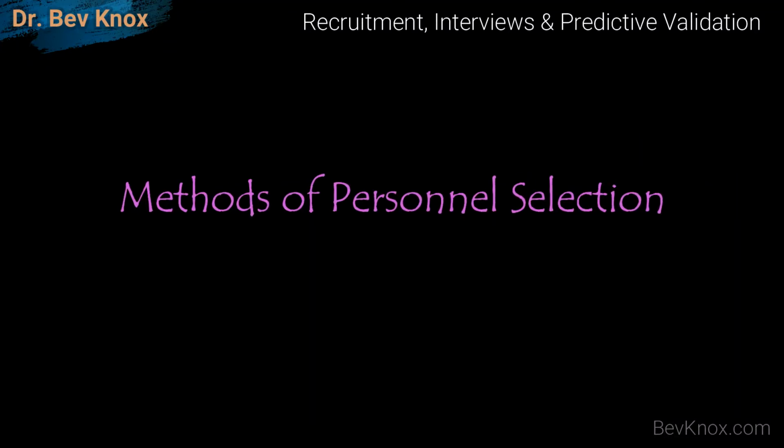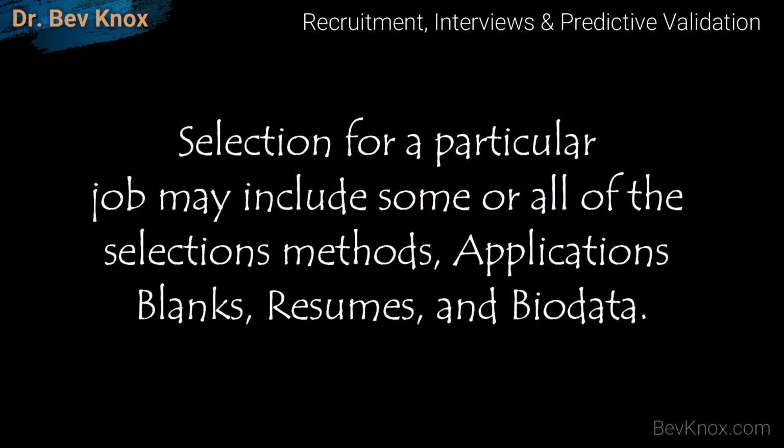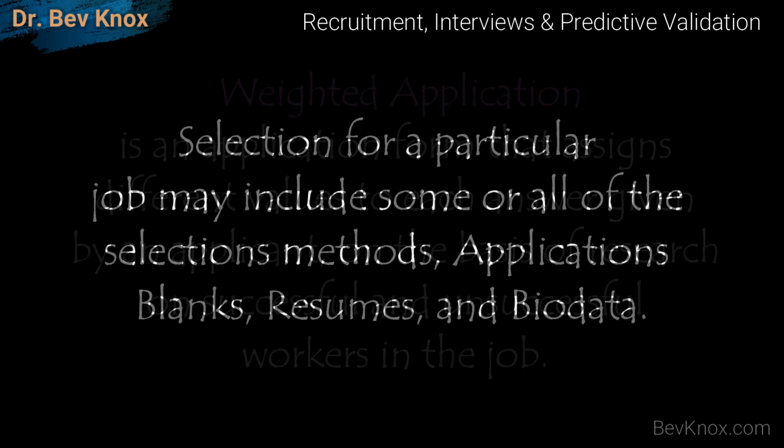Let's move on to methods of personnel selection. Selection for a particular job may include some or all of the methods that are discussed in this lecture. Each method may be looked at as a way to reject an applicant, but each technique often is combined with others to produce a final acceptance or rejection decision. And some of these selection methods include application blanks, resumes, and biodata.